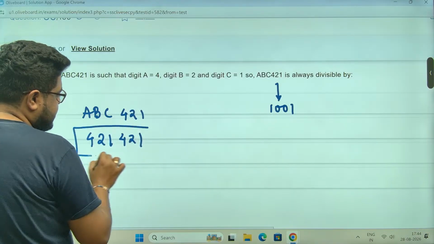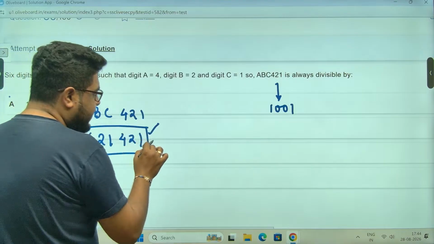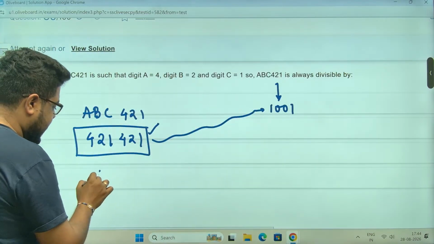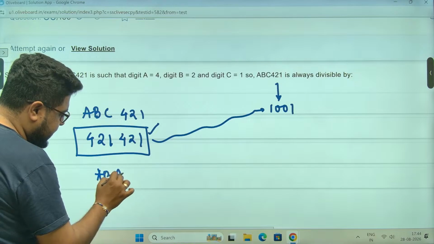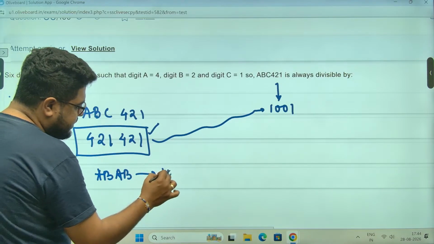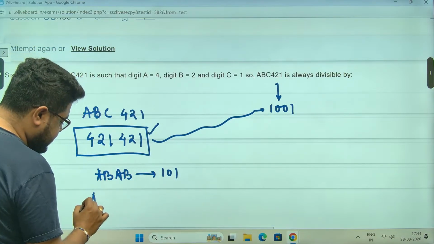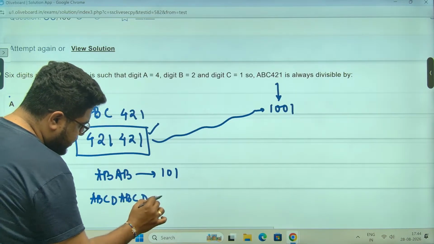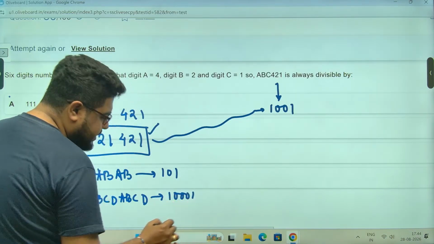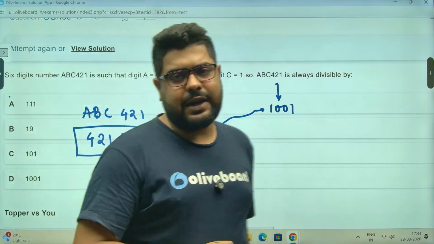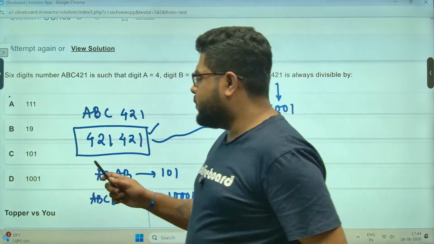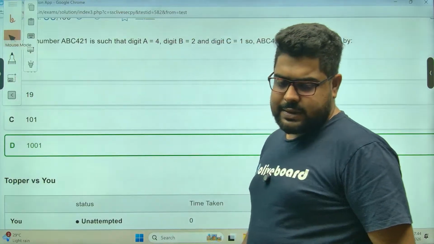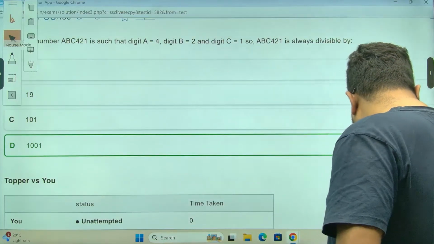So whenever this is repeating like this, always this number is divisible by 1001. If it is AB and AB repetition, then it will be divisible by 101. If it is ABCD, then ABCD, then it will be divisible by 1001, sir. So this is a very interesting theorem. Again, you can prove. So again, option number D in this case will be the correct answer.